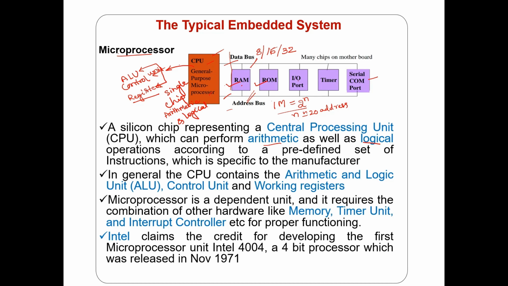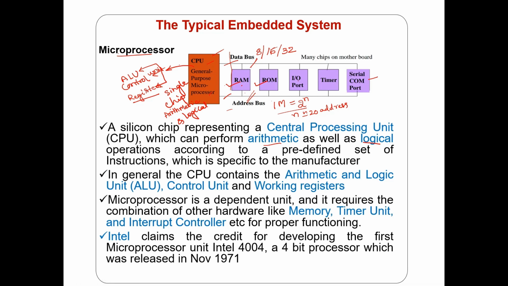When you monitor this embedded system closely, the CPU is an independent unit, and it depends on the memories, timers, and interrupt controllers for the complete functioning. Hence the microprocessor unit is a dependent unit.